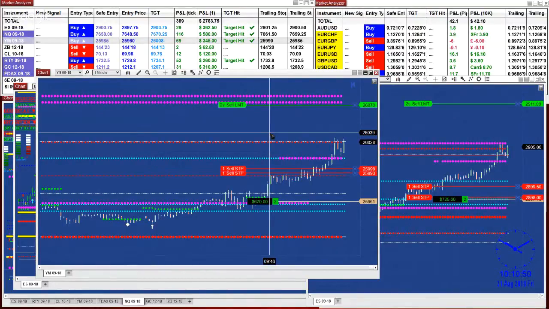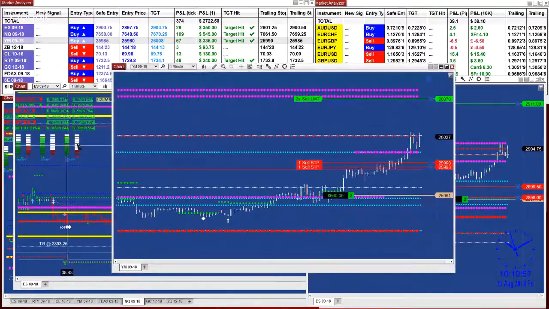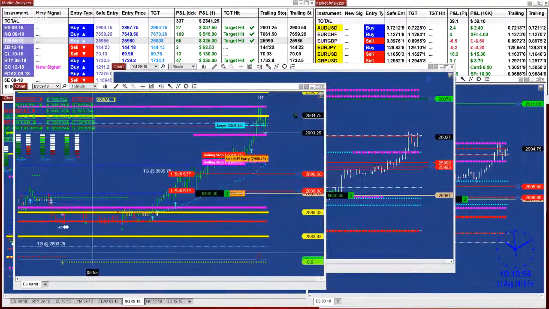So this is where it's different when you are using any kind of fully automated trading. Now we have a reversal on the ES. This is the price action doing that. That's fine.